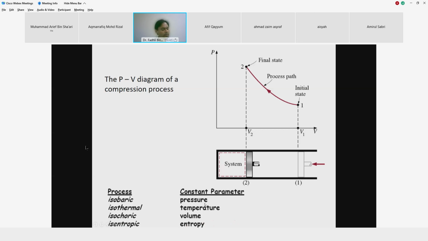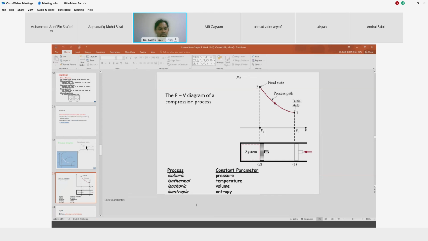So we will stop here. Let's discuss later on. Before we stop our first meeting, does anyone have anything to ask me about what we have learned in chapter number 1?